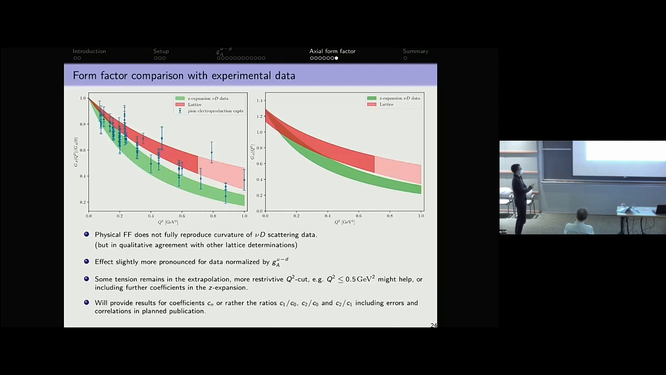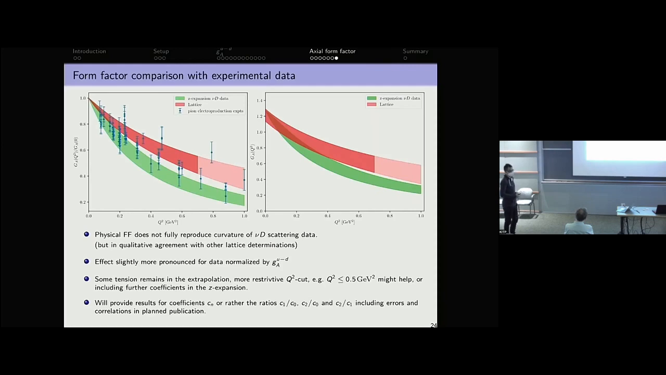Then there is various data from pion electroproduction experiments and the z expansion parametrization of the neutrino deuterium data. What we see here is that we are compatible with other lattice determinations, but the band we get ends up higher than the experimental result. This effect is slightly more pronounced in our case for data normalized by the axial charge, because from this procedure we get a smallish value for it. I should also point out that there remains some tension in the extrapolation we do. Right now we might even need a more restrictive Q squared cut than we actually did, or we could still include further coefficients in the z expansion.